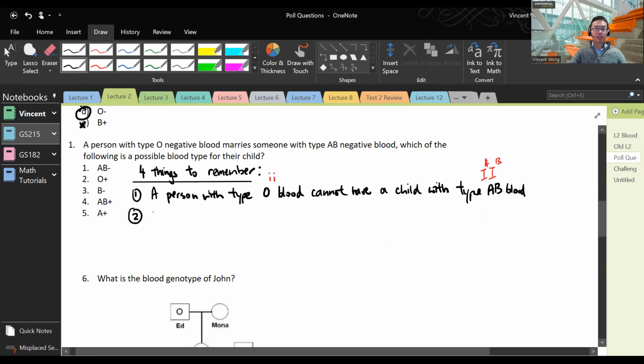Second thing to remember, a person with type AB blood cannot have a child with what kind of blood? That just means same words. I'm being lazy, I don't want to write it out again. So if you have AB blood, what kind of kid will you not be able to have? You will not be able to have type O kids. Because type O is little i, little i. You do not have a little i to pass on if you're AB. Okay? Seriously, any questions with these 2 statements before I tell you 2 more?